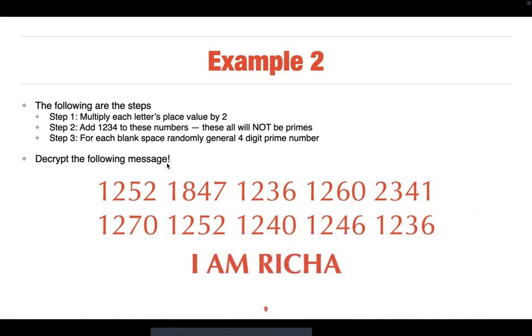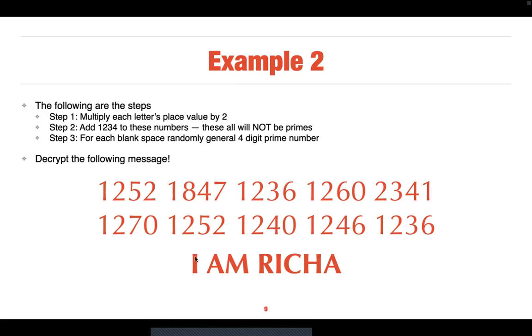So I am Richa. This is the string which is encrypted using these 3 steps. The place value of I is 9. We multiplied it by 2, that is 18. Then we added 1, 2, 3, 4 to 18, so we get 1252. Then there is a space, so randomly a prime number is generated. Then A has place value 1, multiplied by 2 is 2, and when we added 1234, it is 1236. In the same manner, we got this string.